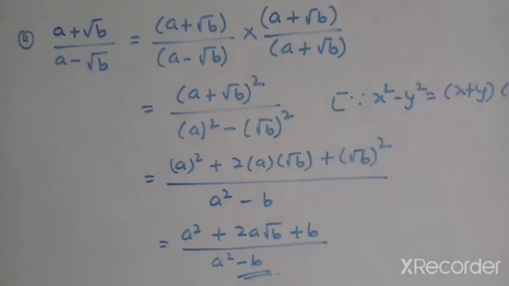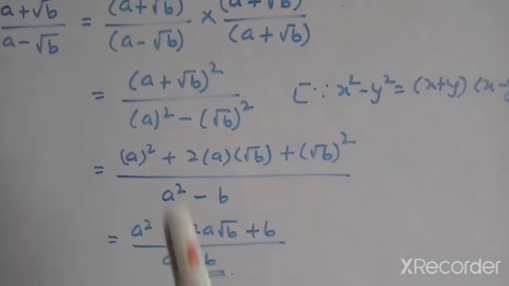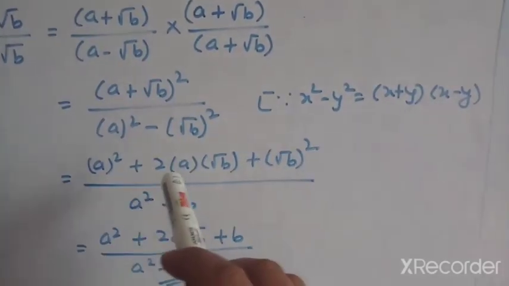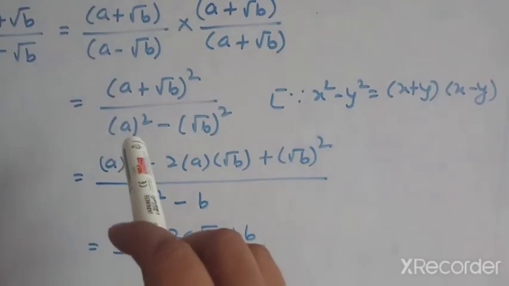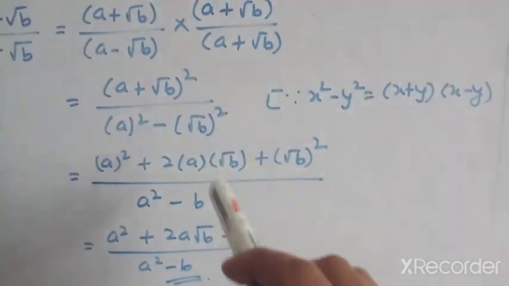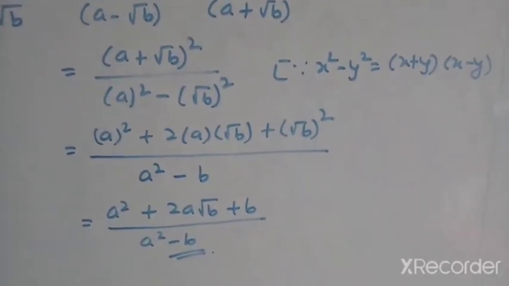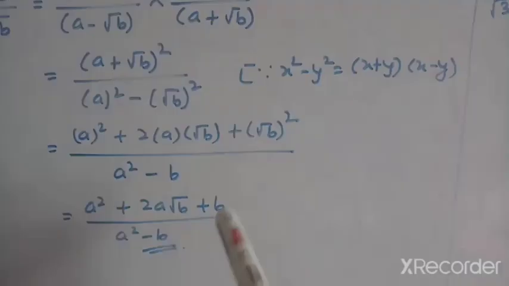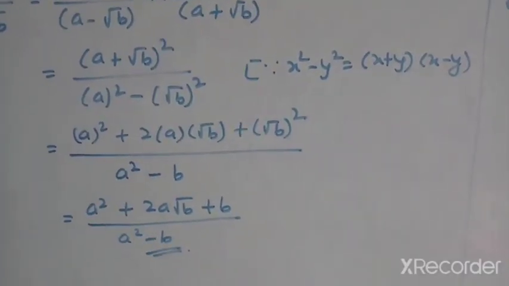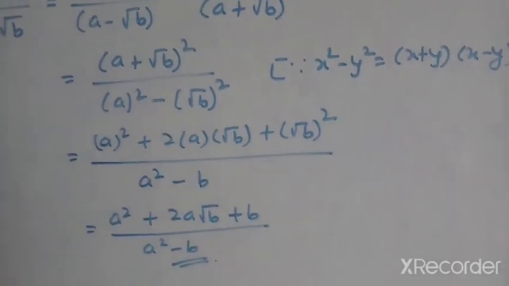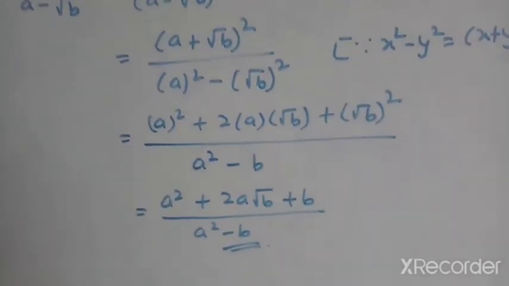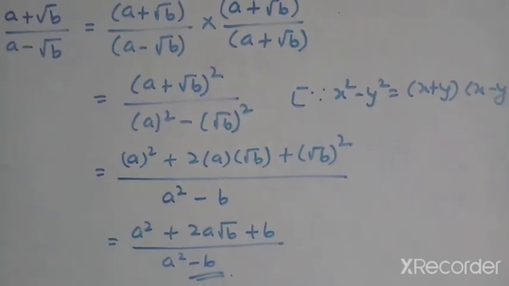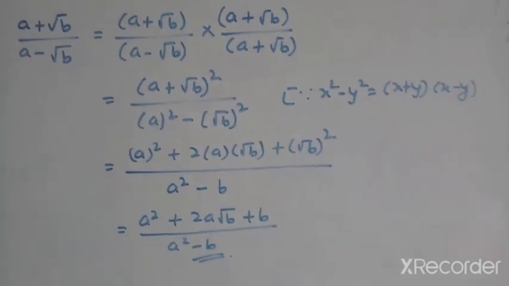After we expand this, according to the formula a plus b whole square, that is a square plus twice ab plus b square, we get a square plus 2a into root b plus square of root b, which will be b. So here you get a square minus b in the denominator. Now this is free from the root in the denominator. You may have a root in the numerator, but in the denominator it should be free from the root.